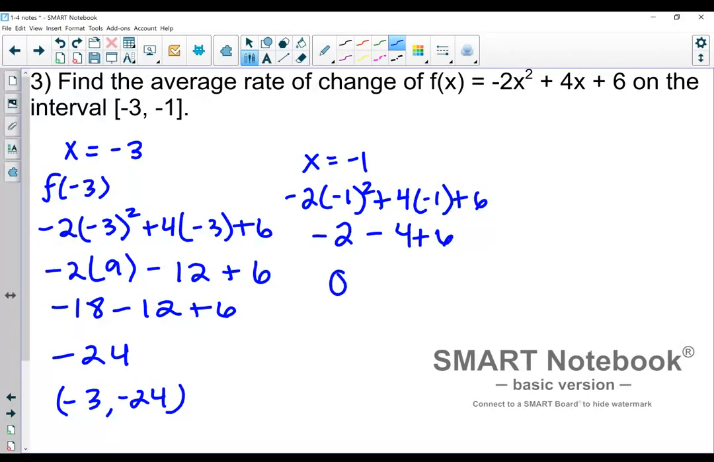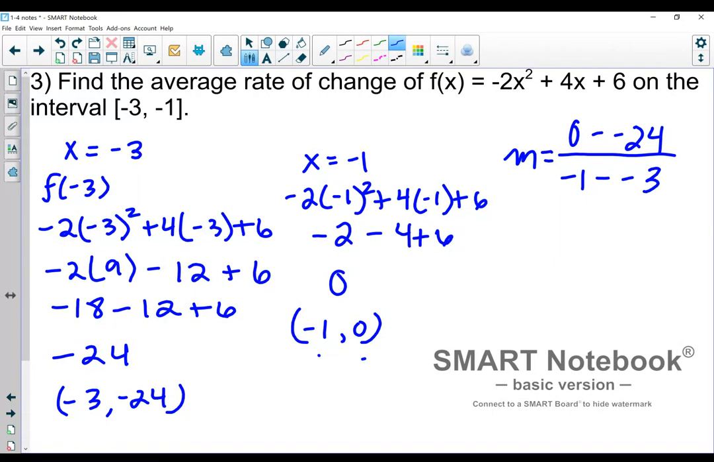So now we're going to go ahead and find our slope. So our slope will be, and let's write this one as an ordered pair, negative 1, 0. So our y2 minus y1, so 0 minus negative 24. And then x2 minus x1, so negative 1 minus negative 3. So let's see, that'll be 24 divided by 2, or 12. So our average rate of change is going to be 12.